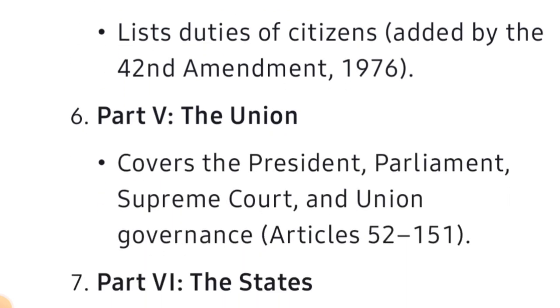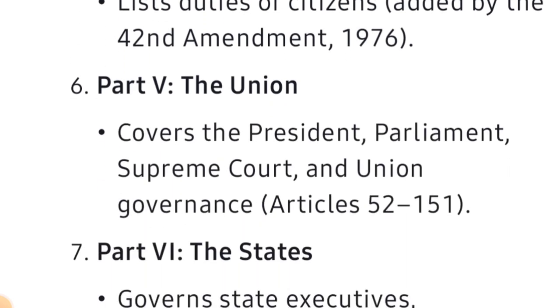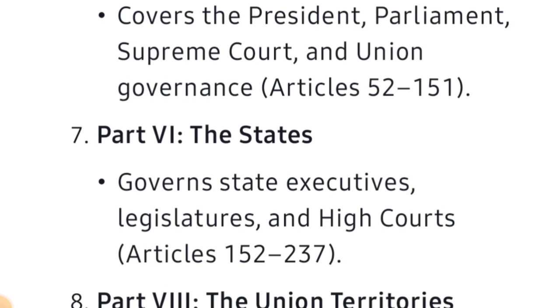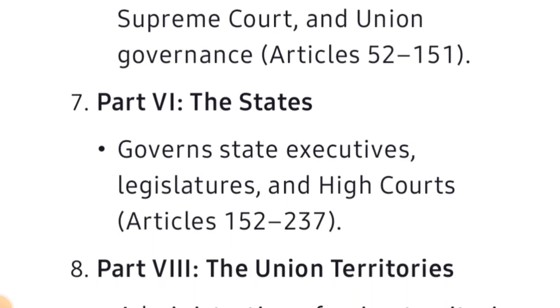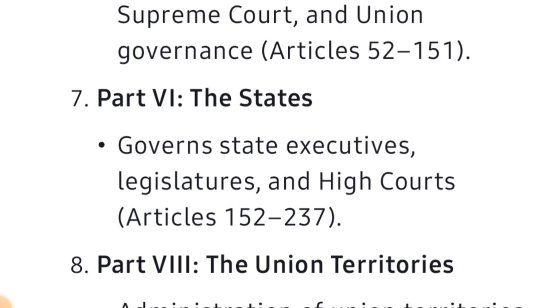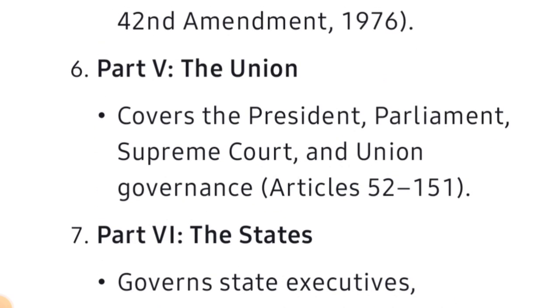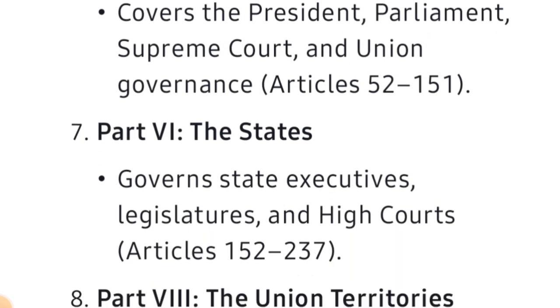Part 5, the Union Government, covers the President, Parliament, Supreme Court, and the Union governance. It is from Articles 52 to 151. It is a lot of articles. Then Part 6, the State Government, governs states, executive, legislatures, and high courts. Articles 152 to 237. These are two of the very important parts of the Indian Constitution, the Union part, that is Part 5, and Part 6, the states.